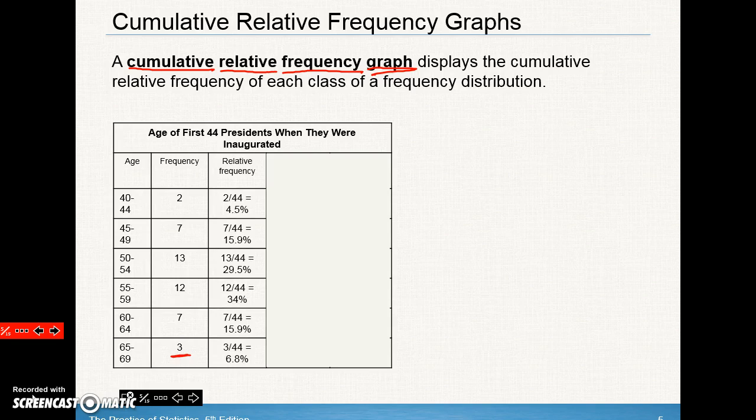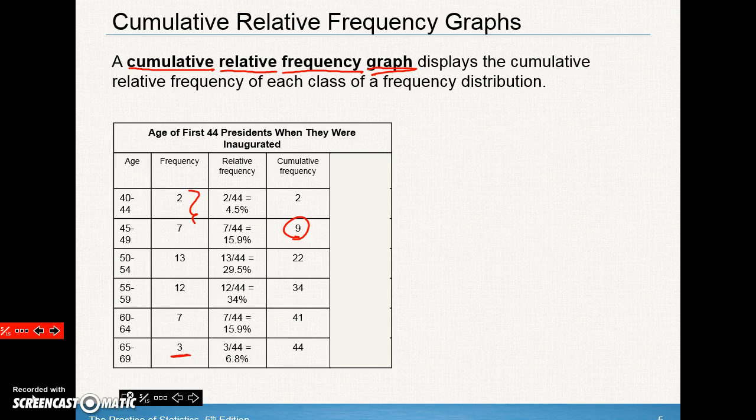All right, so now relative frequency, we've seen this before in Chapter 1. We take the frequency and divide it by the total number of data values, in this case 44, gives us our percents. Next, we find the cumulative frequency. Cumulative frequency is found by adding. So we have this number 9 here, which comes from adding 2 and 7. Then we have 22, which is 2, 7, and 13. And so on, all the way to the end. Notice that at the end it adds up to 44, which is all of our data elements.